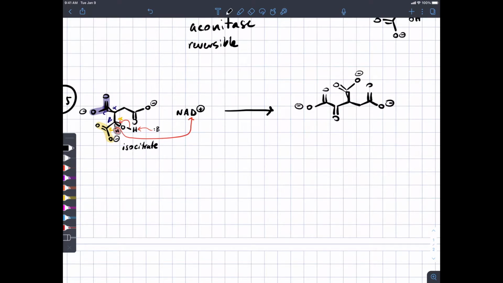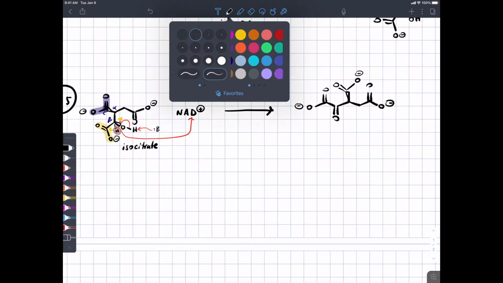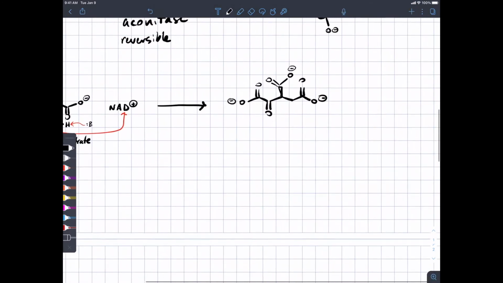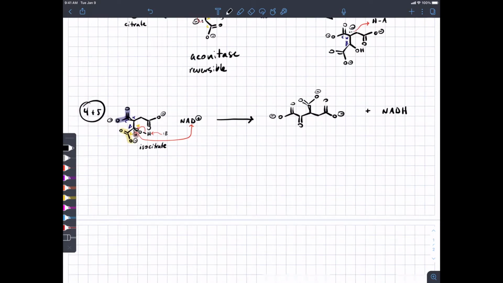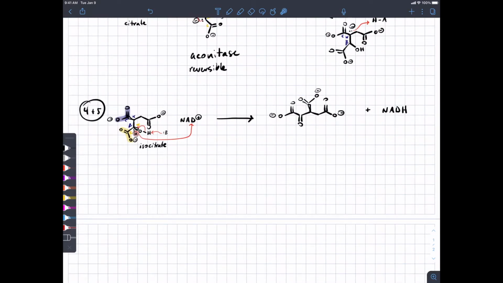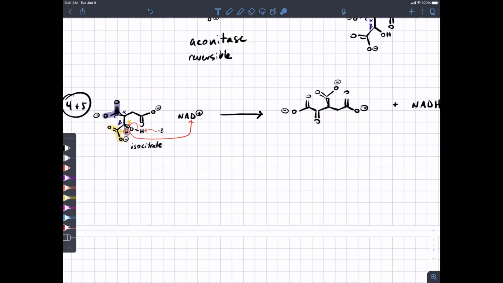Okay, so we've oxidized that hydroxy group to a ketone. The other thing we will have, of course, is NADH. Again, I'm not going to draw it, you've seen NADH arrows drawn a lot of times. You've seen the structure of NAD plus versus NADH. So this is just the typical NAD plus based oxidation reaction.